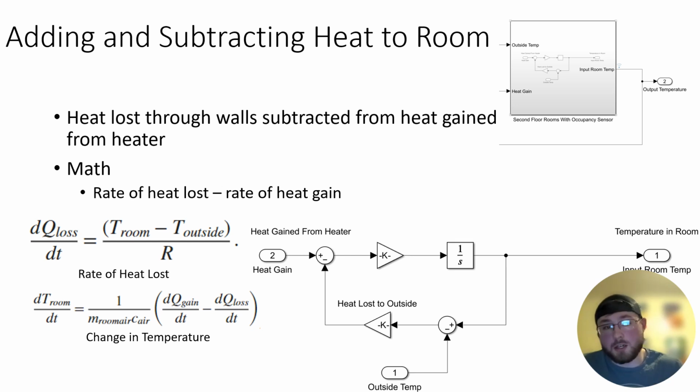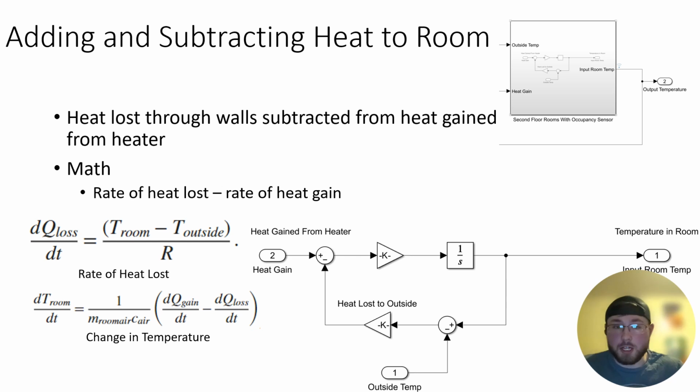Then that gained heat is subtracted or added to from heat lost to the outside, as the difference of that is the overall heat gained in the room. As you can see by that K on the bottom, that is the heat lost to the outside, which is calculated from those formulas you see on the left side.